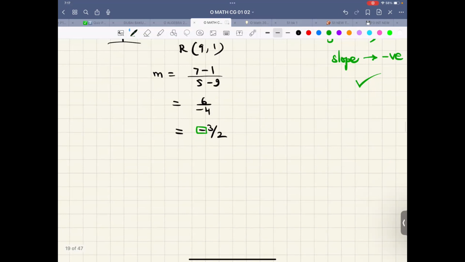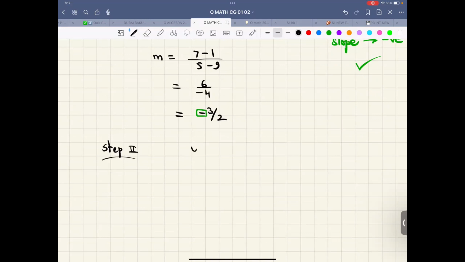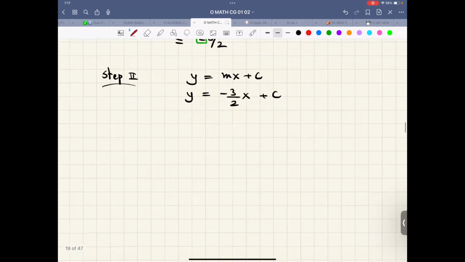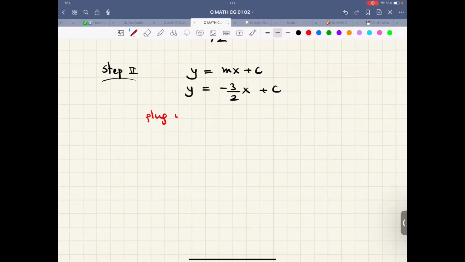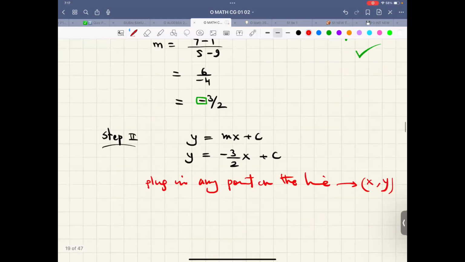Now, step number 2, write down y equals mx plus c. y equals negative 3 over 2 x plus c. And now plug in any point on the line in place of x and y. So plug in any point. Let's say I plug in 5 and 7.